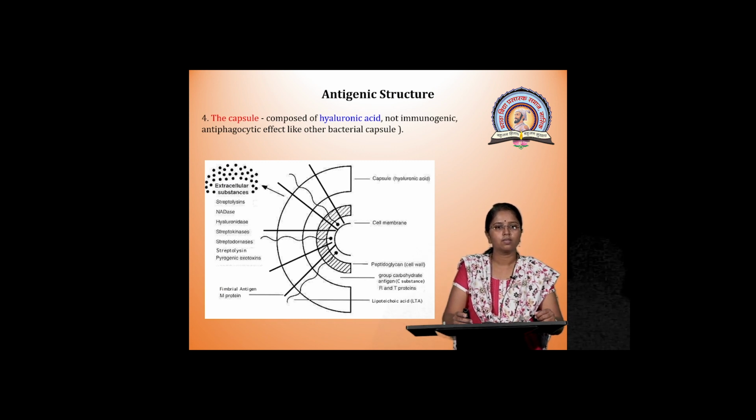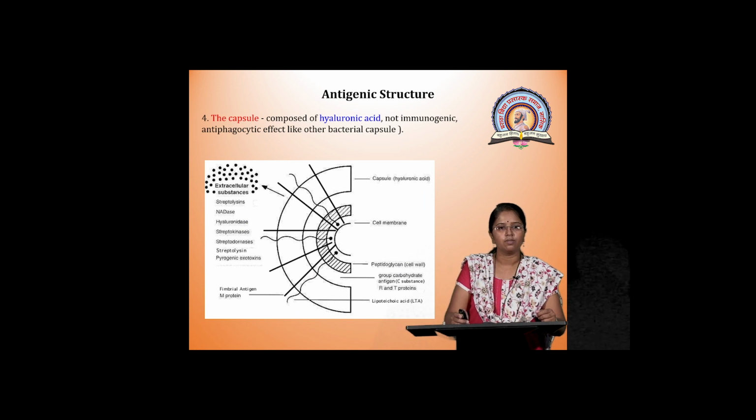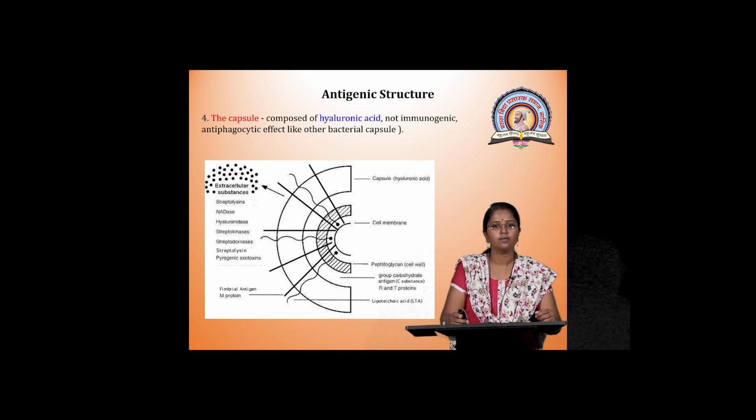The capsule is composed of hyaluronic acid, which is non-immunogenic, with an antiphagocytic effect like other bacterial capsules. This is the structure of the capsule. In this capsule structure, we can see the cell membrane, the capsule of hyaluronic acid, the peptidoglycan layer, group carbohydrate antigen C, and the lipoteichoic acid layer. The fimbriae are also mentioned here. The capsule is composed of hyaluronic acid, not immunogenic, with an antiphagocytic effect like other bacterial capsules.